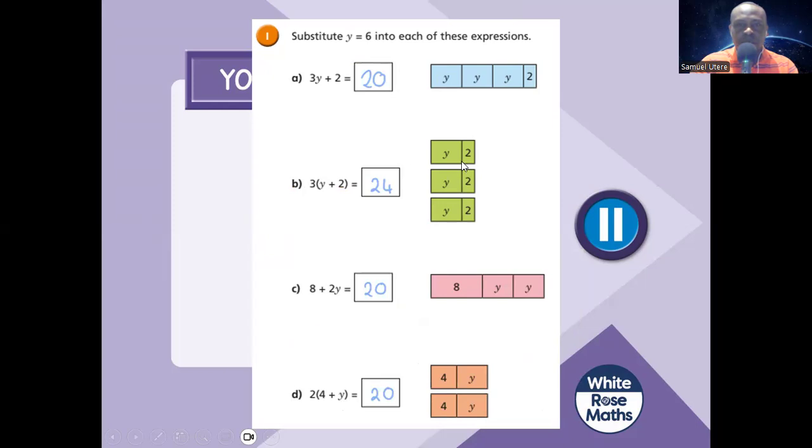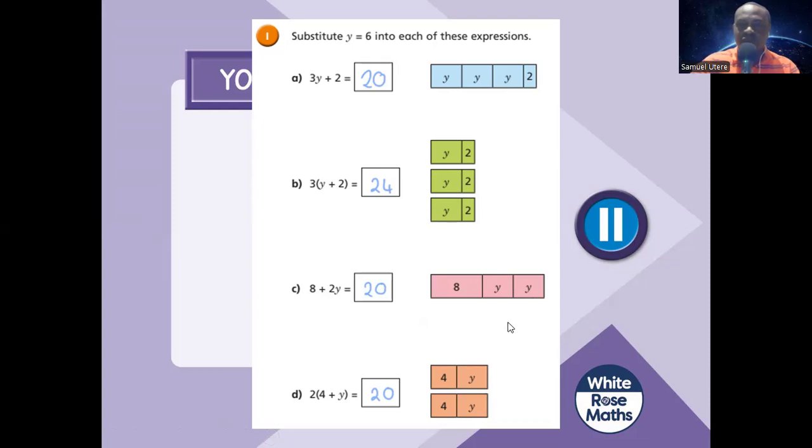And it's the same here. So this one means 3 lots of y add 2. You can see the bar model there. So if we replace the y with 6, it means we have to add 6 to 2 first, which will give us 8 before we have 3 lots of that. And then here is the other one.